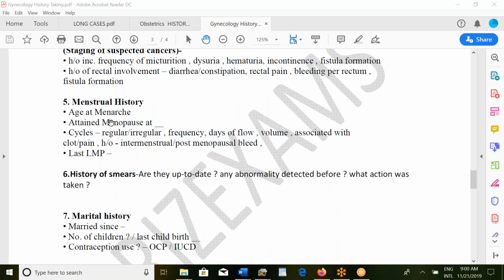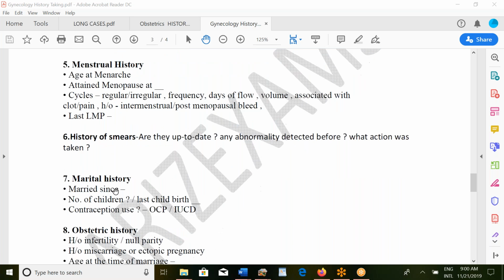If she's appropriate, first you should ask about the first period or the last period. Cycles are regular, irregular, frequency, days of flow, associated with clot or not. When was the LMP? History of smears, are they up to date? Any abnormality detected before? What action was taken?